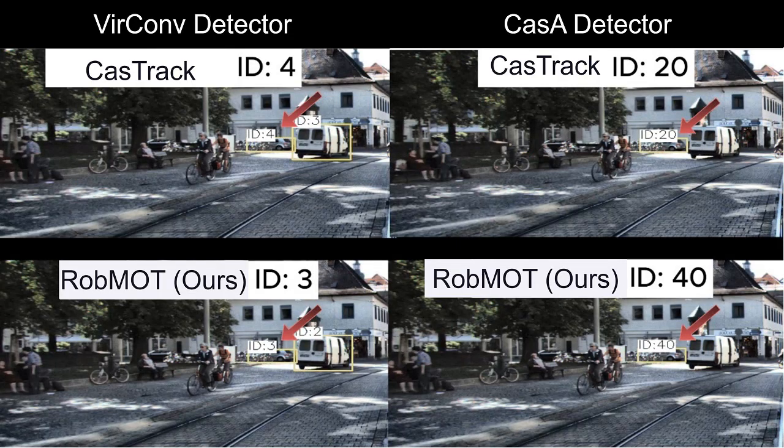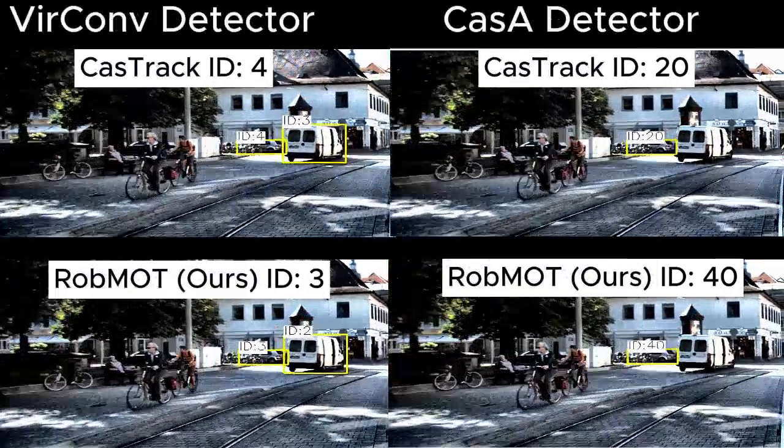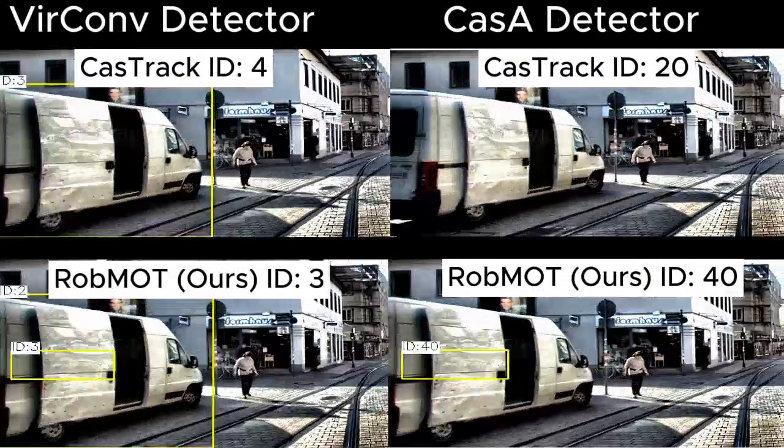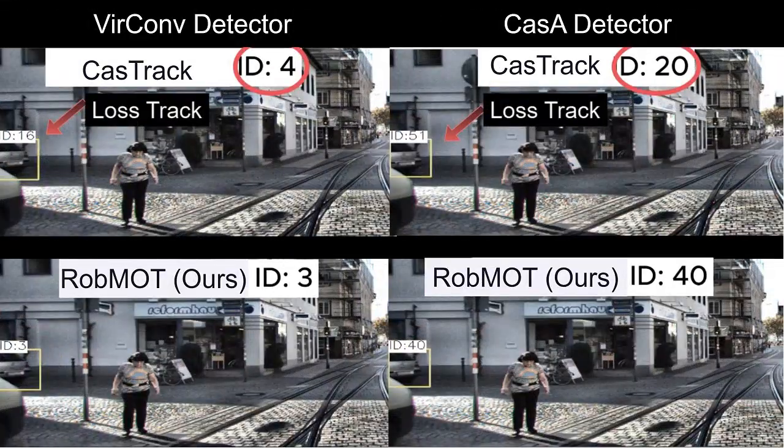The gray car is only visible for a short period of time before being hidden by the white van. After the occlusion, CASTRAC loses track of the car in both VirsioNV and CASA detectors, assigning different IDs to it. In contrast, our framework continues to track the car in both detectors, as demonstrated in the bottom row.